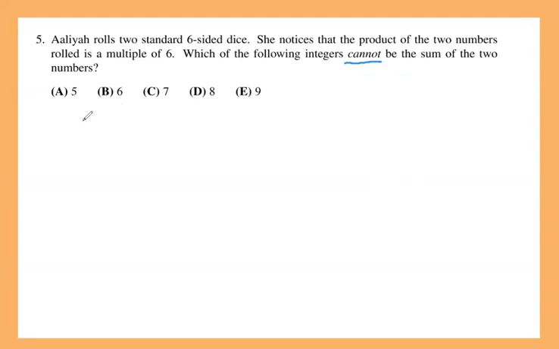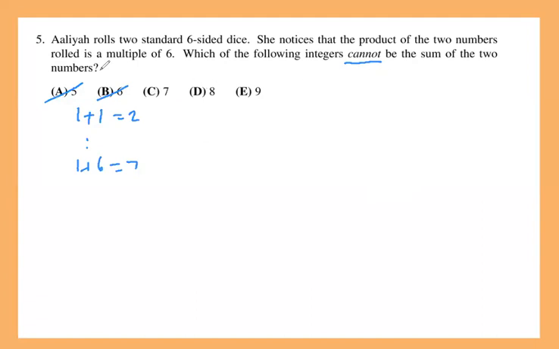Maybe I can start with 1. If I start with 1 and pair with anything, 1 with 1 is 2, the smallest number I can get. But if I add 1 and 6, I get 7. So anything between 2 and 7 is achievable. For example, 5 is 1 and 4. So you could say this is achievable. And 6 is also achievable, and cannot be the sum of the 2 numbers.